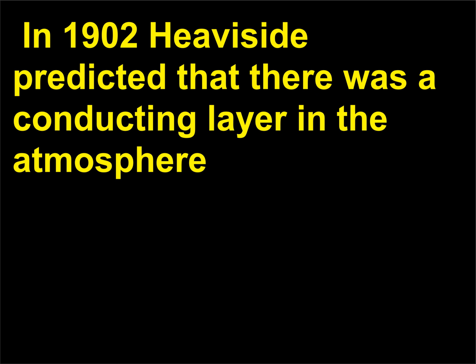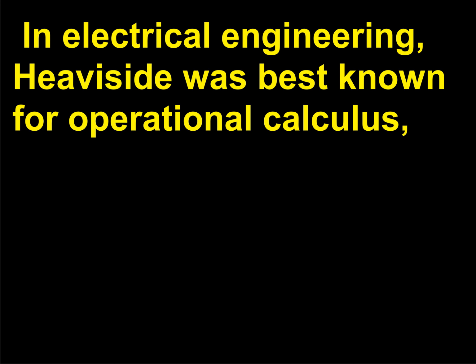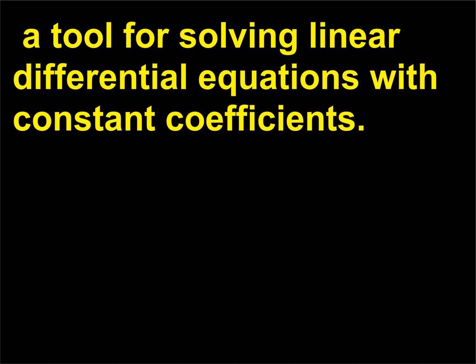In 1902, Heaviside predicted that there was a conducting layer in the atmosphere that allowed radio waves to follow the Earth's curvature, a layer now named after him. In electrical engineering, Heaviside was best known for operational calculus, a tool for solving linear differential equations with constant coefficients.